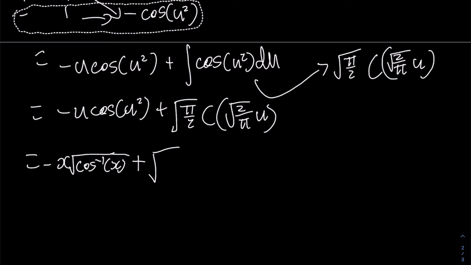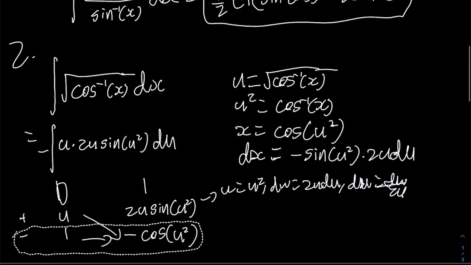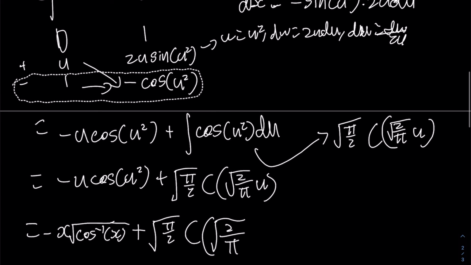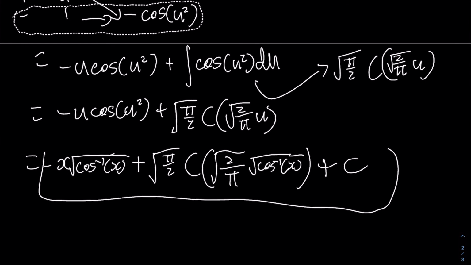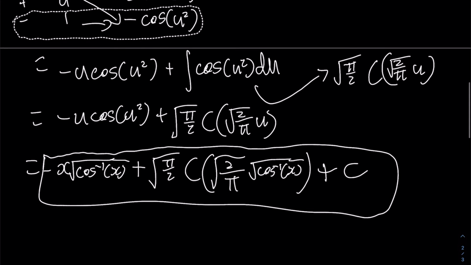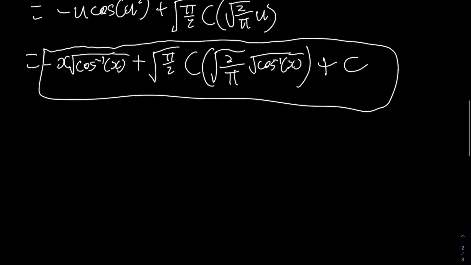the square root of pi over 2 times the C, the Fresnel integral, of square root of 2 over pi times u. And our u, of course, is the square root of the inverse cosine of x. And here we can put a plus C because we are done, and this is our answer. This is pretty cool. This is a very long but very interesting integral utilizing the Fresnel special integral.